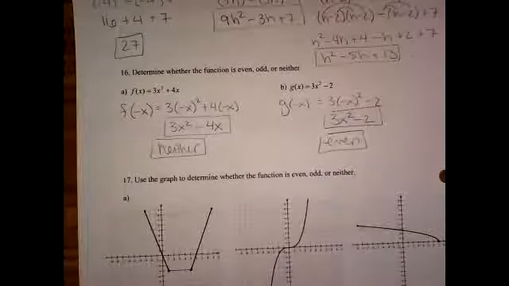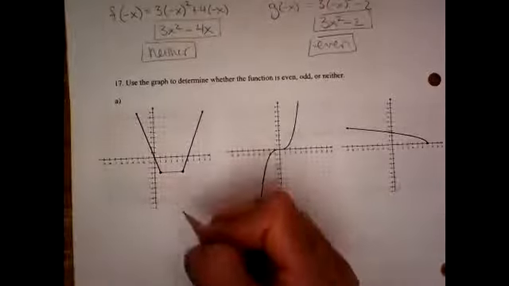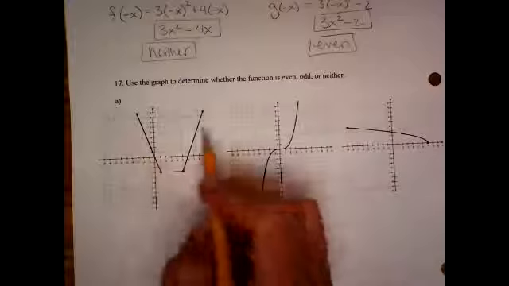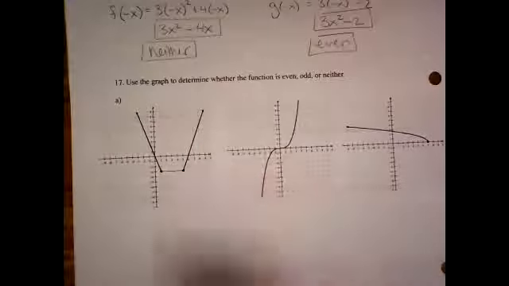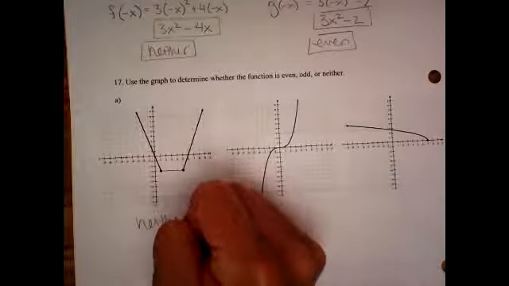These will be really quick because you have a picture to look at. We're going to state even, odd, or neither. What do you think about A? Is it even or neither? Because I know that's a little tricky. It is neither. It's almost even.